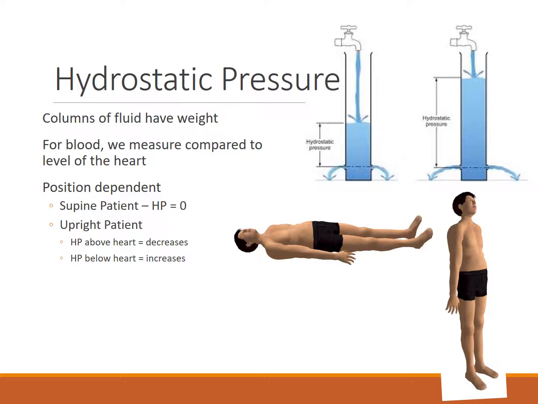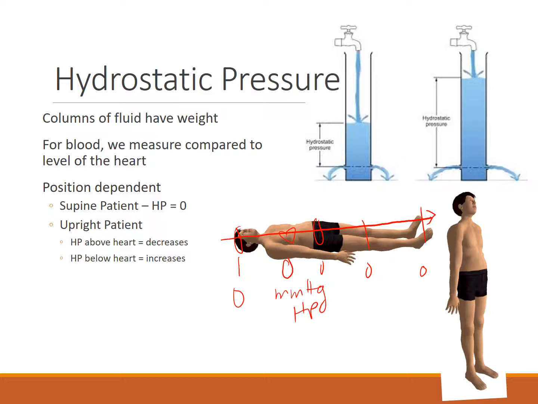Hydrostatic pressure is position dependent. If the patient is supine, the hydrostatic pressure is going to be 0 throughout the whole body, and if they're upright, it'll be negative or decreased above the heart, positive or increased below the heart. So let's look at our supine individual. At the level of the heart, we have already read that this will be 0 millimeters of mercury of hydrostatic pressure. If I was to look at the head, it is also at 0, the waist is at 0, knees are at 0, and toes are all at 0 because they are all on the same level of the heart.